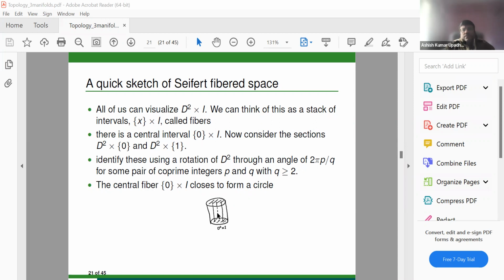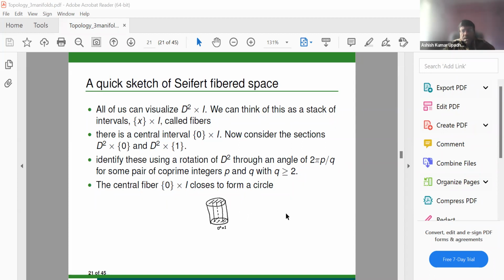Consider the sections, the lowest one and the topmost one, D2 cross 0 and D2 cross 1. If you fix one element of I, that we are calling a section, and if I fix the end elements 0 and 1, then those will correspond to the sections D2 cross 0 and D2 cross 1. Okay. So we identify these using a rotation of D2, the disk, by an angle of 2 pi p by q for some pair of coprime integers.